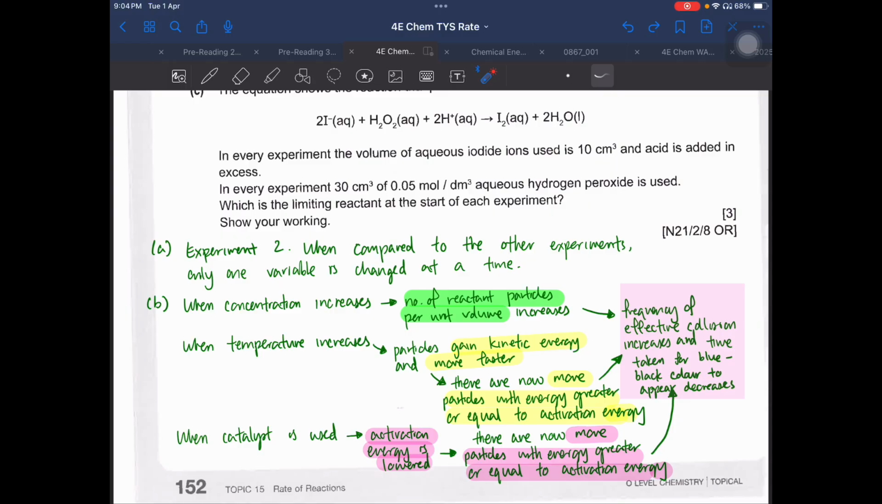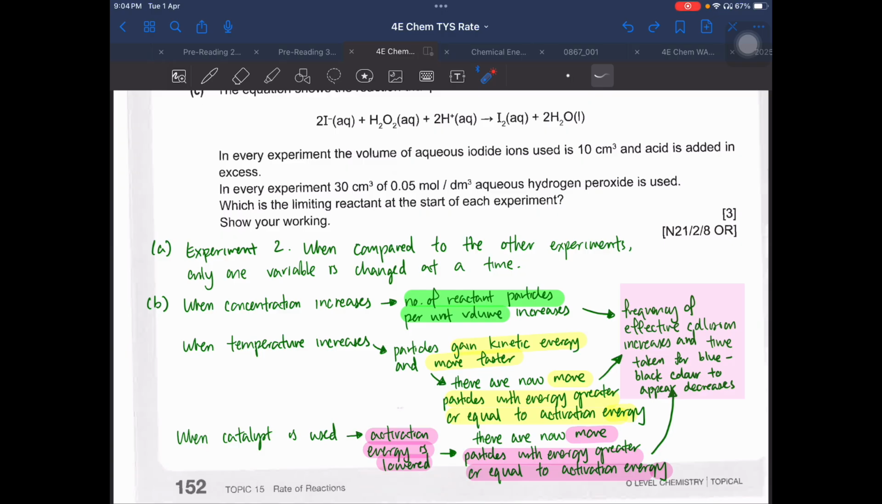Okay, so we have watched a video at the start of this whole explanation talking about what it means when temperature increases, then there are now more particles with energy equal or greater than the activation energy. Now let's take a look at what happens if there's a catalyst and it lowers the activation energy.